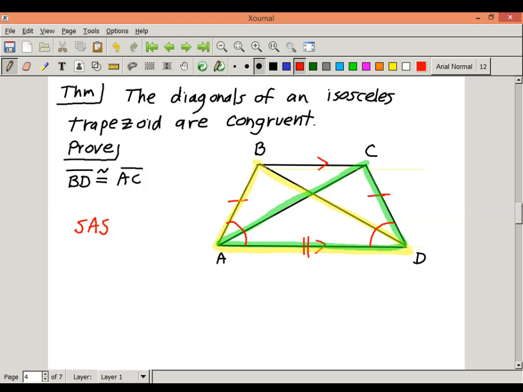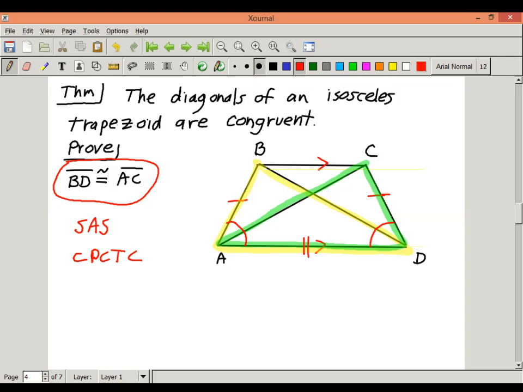And so once those two colored triangles are congruent, then we know that this statement that we're trying to prove is true. Segment BD is congruent to segment AC because those are corresponding parts of congruent triangles, so they're congruent. So we just proved the theorem that the diagonals of an isosceles trapezoid are congruent.